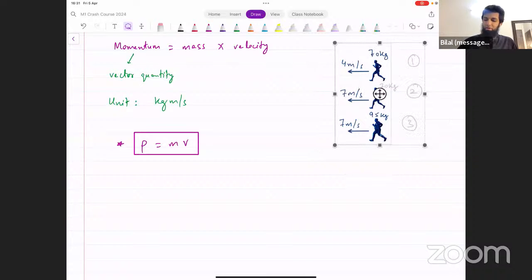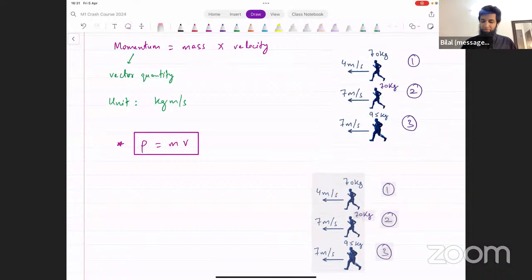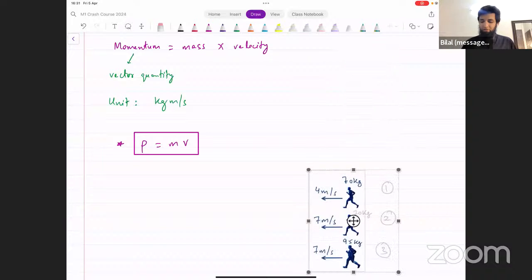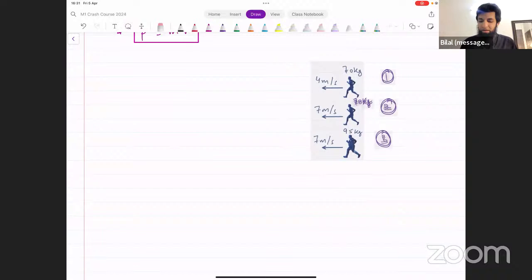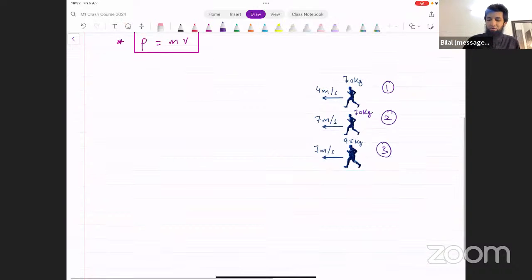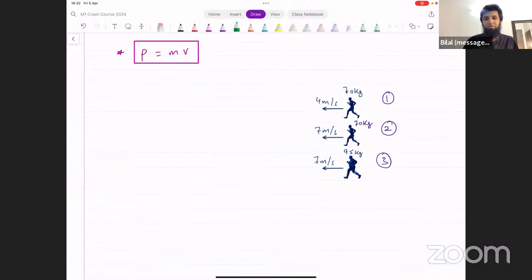Now that we know the definition of momentum, we can quantify the momentum of these three people. All of them had a different momentum. Can we find the magnitude of the momentum now, the value of the momentum? Since momentum is a vector quantity, we would need to define one direction as positive. So let's say the left direction is positive here, since all of them are moving in the left direction.